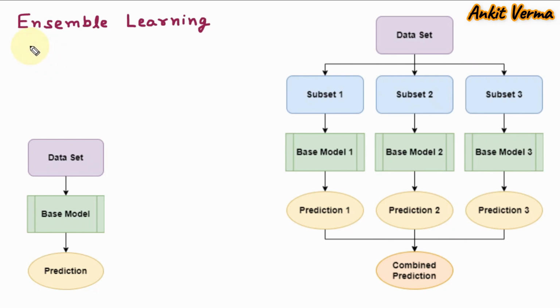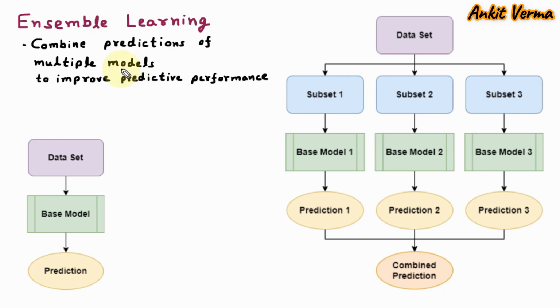Today we are going to learn ensemble learning. Ensemble learning combines predictions of multiple models to improve predictive performance. These models are also called base models or weak learners.